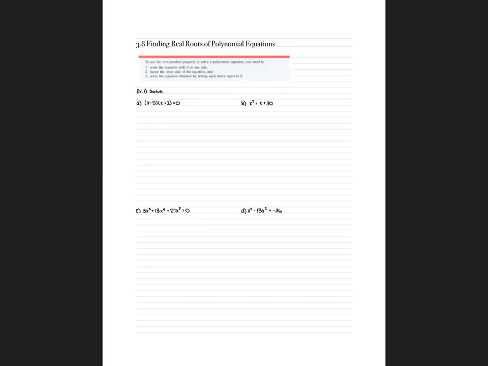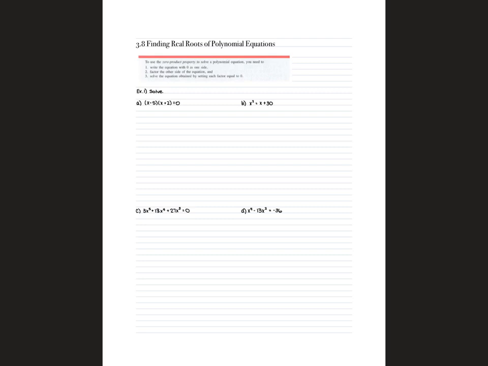3.8 Finding real roots of polynomial equations. When we are doing these equations and we are solving, we're just solving for x, so we want to get everything on the same side, so our equation's equal to 0. We want to factor out whatever we have on that one side.